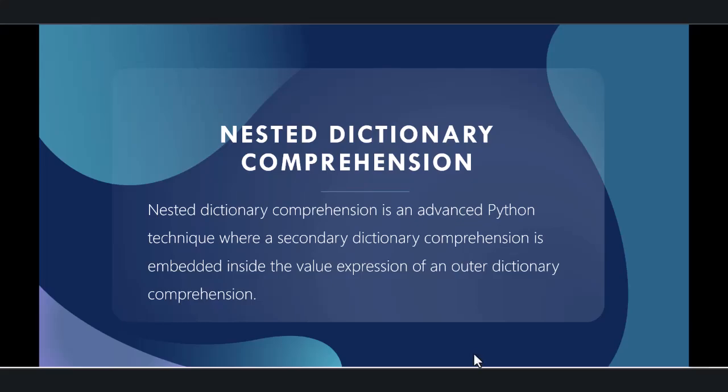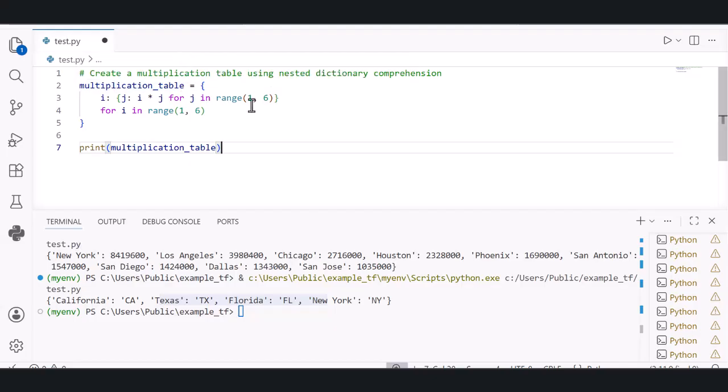Let's see an example. Create a multiplication table using nested dictionary comprehension. Now we'll see how to do that. The variable which I've taken is multiplication table. Inside that, let's start with range 1, 6. We are considering the numbers from 1 to 5, that is 1, 2, 3, 4 and 5, because the basic syntax of this works like n, n minus 1.